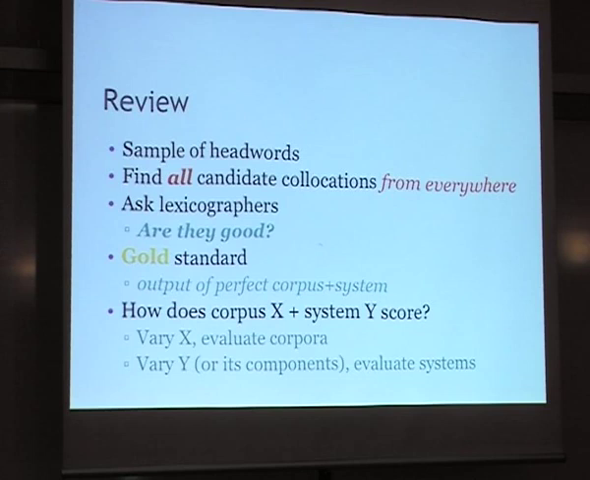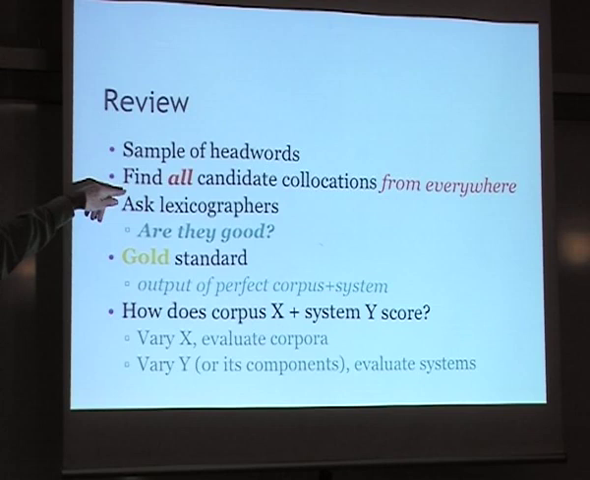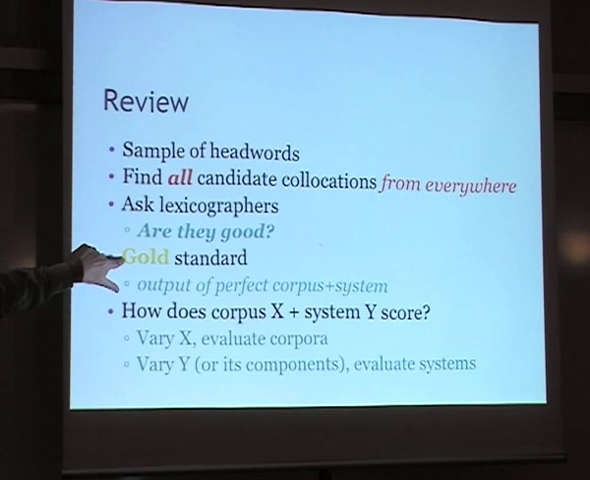So to review where we are now, we've taken a sample of headwords, we've found all the candidate collocates that we could, and we've asked the lexicographers, are they good? And now we've got a gold standard, which would be the output of the perfect Corpus Plus system. So now we can move on to this part. How does Corpus X and System Y score?